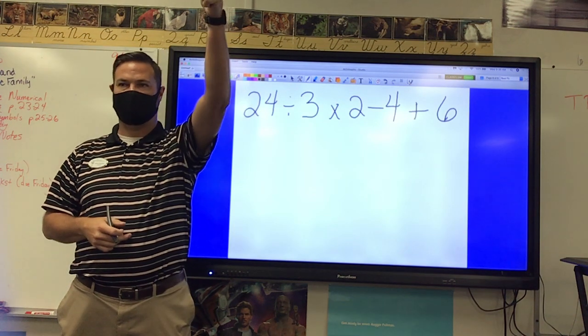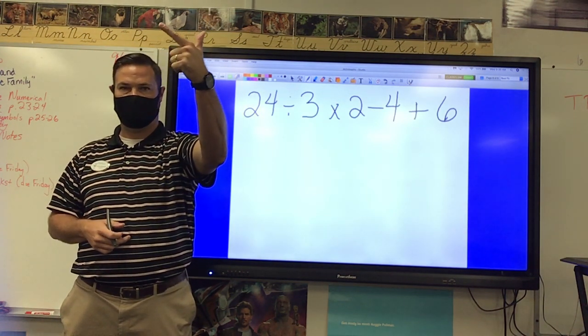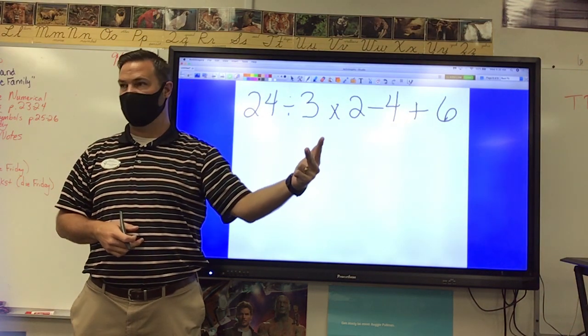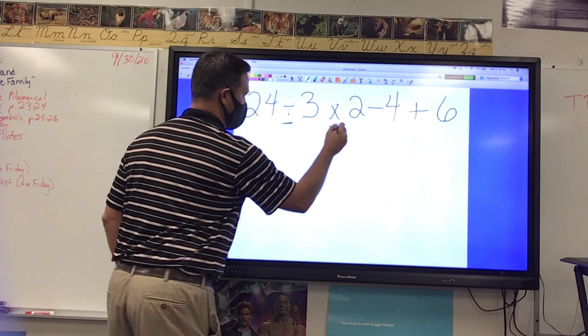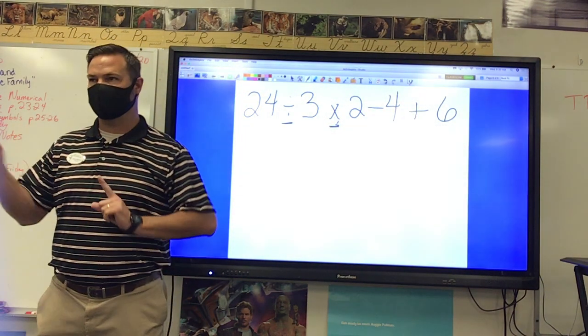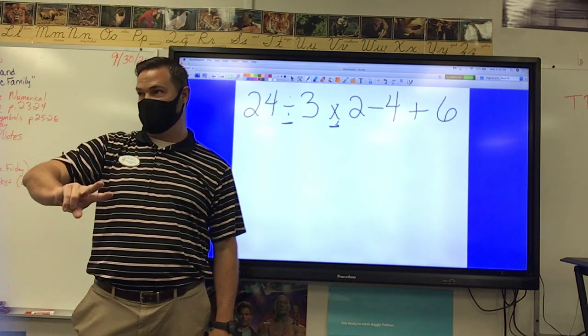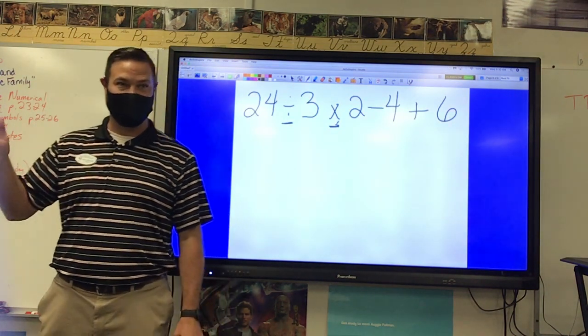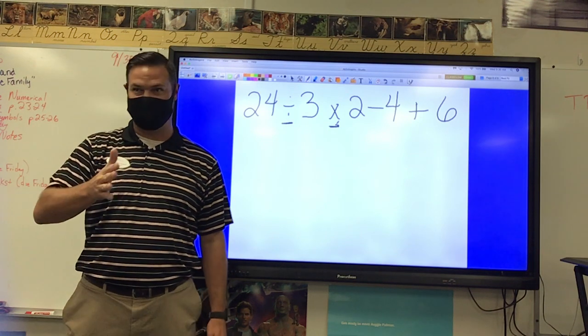Do I have any parentheses? No. Do I have any exponents? No. Do I have any multiplying or dividing? Yes. There's a division symbol there and a multiplying there. Which one am I going to do first, multiplying or dividing? Well, let's see. Please excuse my dear. So I got to do my multiplying first, right? No. Because it says my dear, multiplying and then dividing, right?